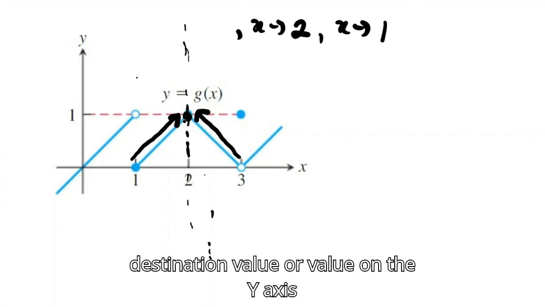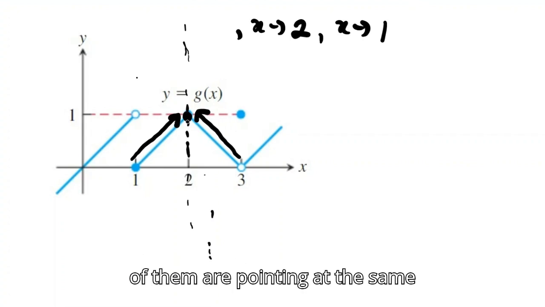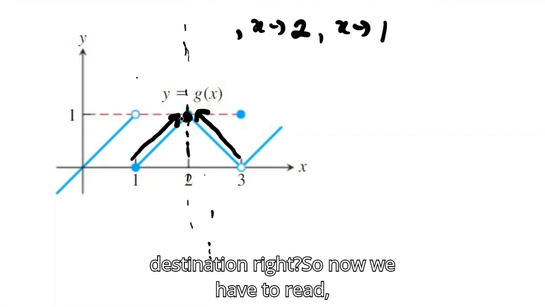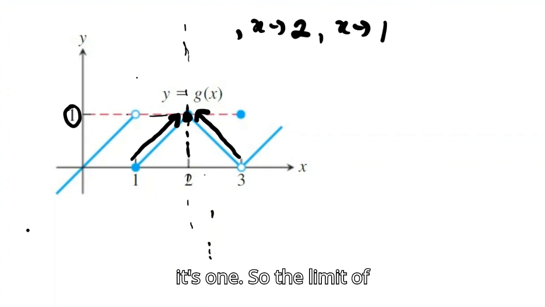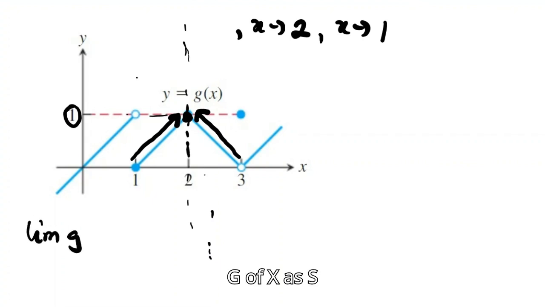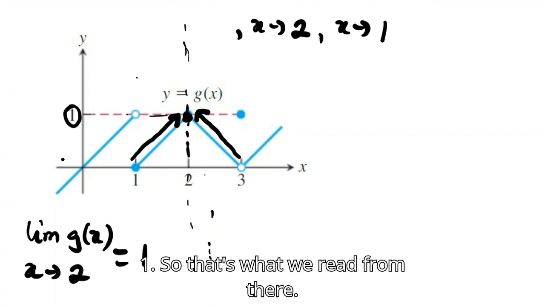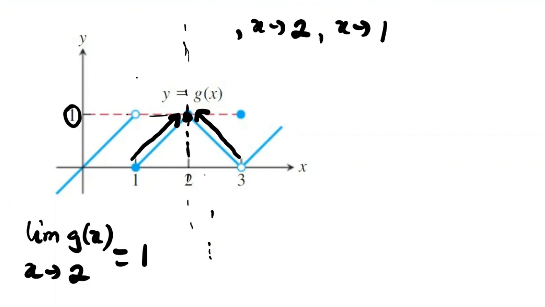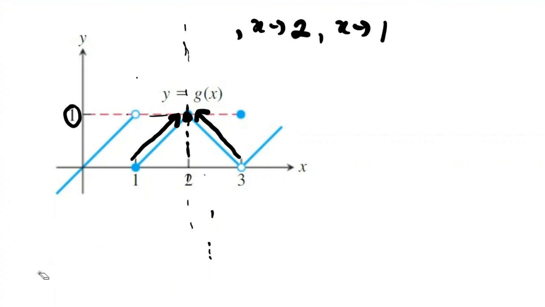Now that destination, what value on the y-axis is it? Both of them are pointing at the same destination, right? So now we have to read. This one is clear, it is 1. So the limit of g of x as s approaches 2 is equal to 1, because that's what you read from the y-axis. The y-axis gives the limit values. This is where you read the limit values from.